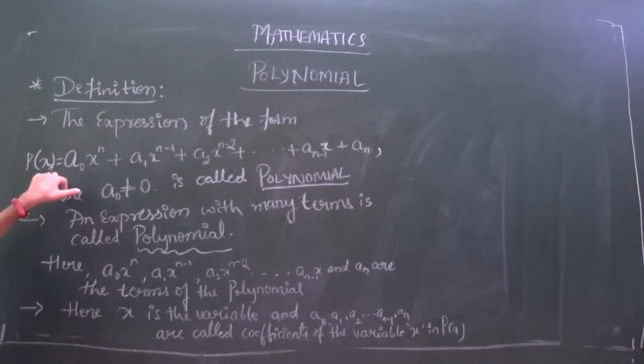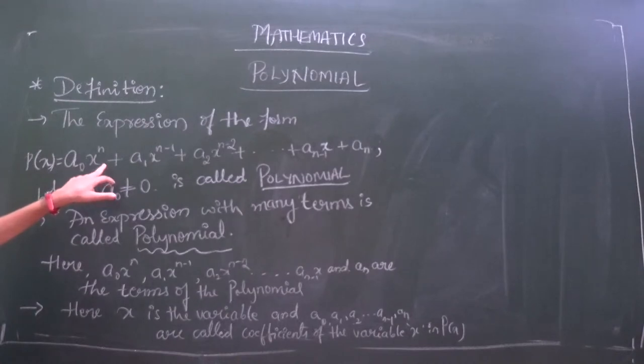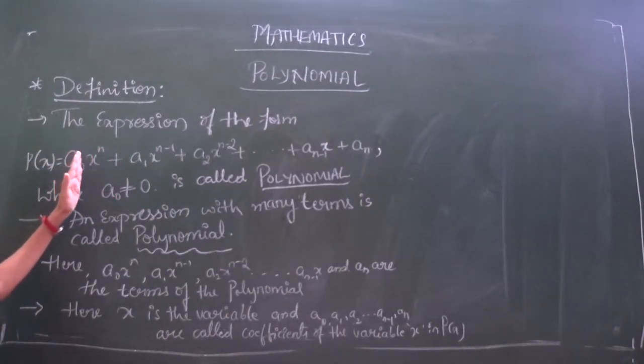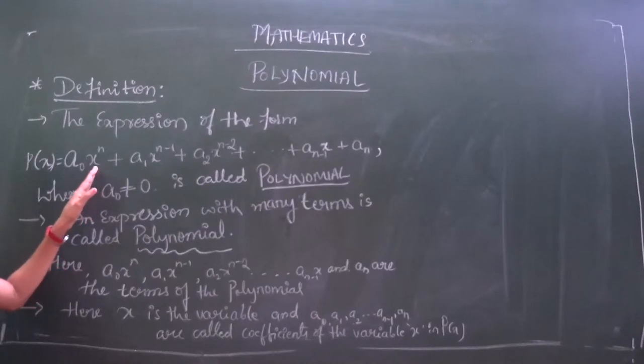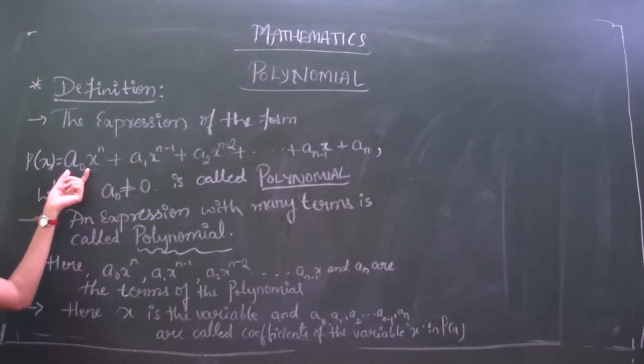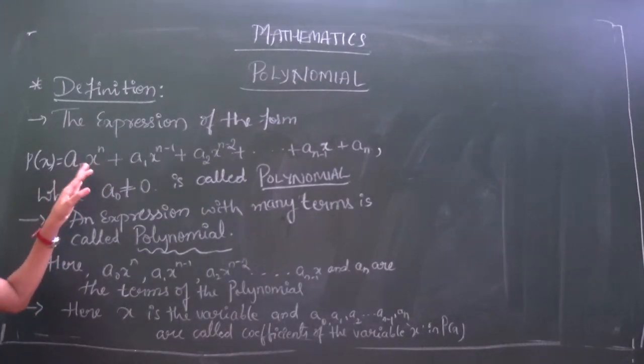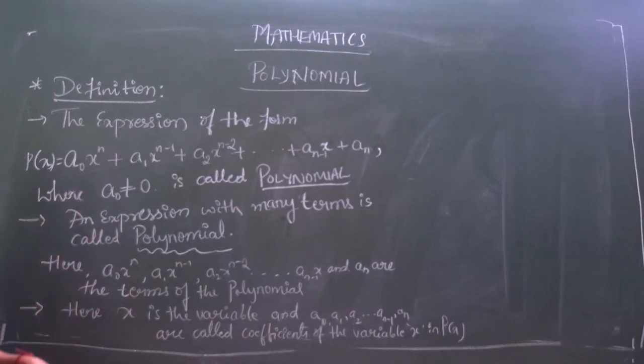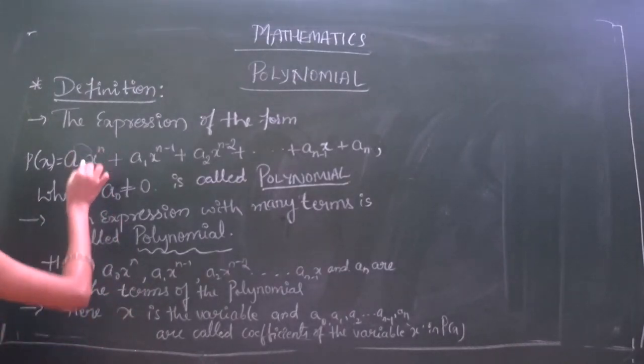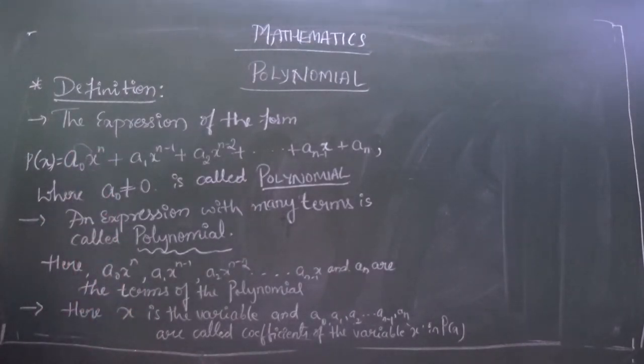So when we have taken the expression as P of x, then x is the variable, and whatever is to the left side of x, whatever terms or numbers or variables we write in alphabetic form, those are the constants, or the coefficients of that variable. This is what we call the coefficient of the variable, right?